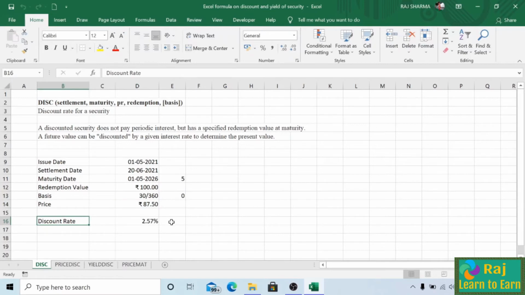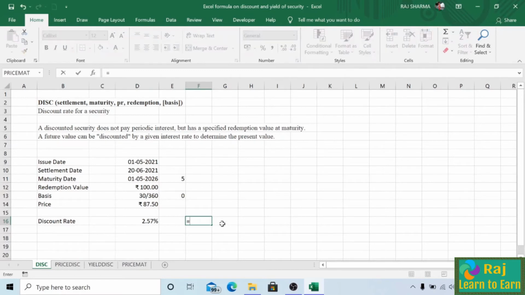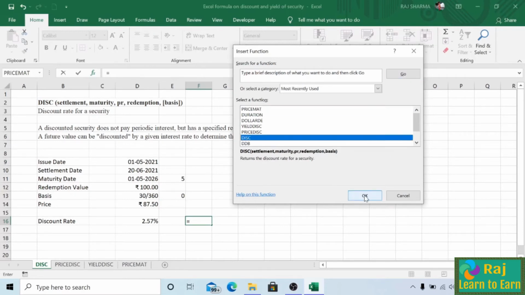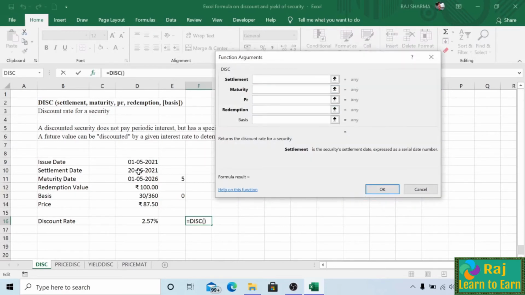So using these variables, we are going to work out the discount rate. So let's try to work it out. I have already worked it out here. Simultaneously, I will use a separate cell to work it out for you. So go to the insert tab function, select the DISC formula, put the settlement date, put the maturity date. PR is the security price per 100 face value. So this is the present price, 87.50 will come here. And redemption is the security redemption value. So this is the security redemption value.